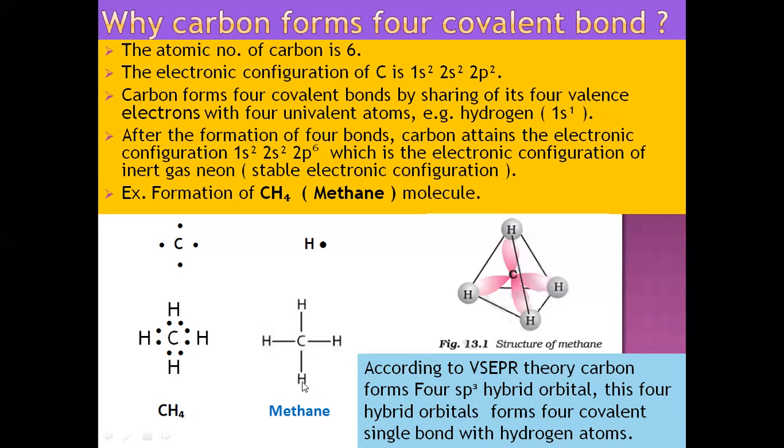That means carbon forms 4 covalent bonds. This detailed study of why carbon forms 4 covalent bonds is done in VSEPR theory, that is valence shell electron pair repulsion theory. According to VSEPR theory, carbon forms 4 sp3 hybrid orbitals. These 4 sp3 hybrid orbitals form 4 covalent single bonds with 4 hydrogen atoms. Now see the structure of methane. This structure is called a tetrahedral structure.